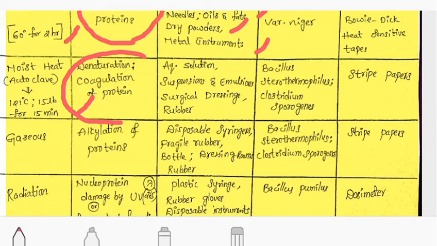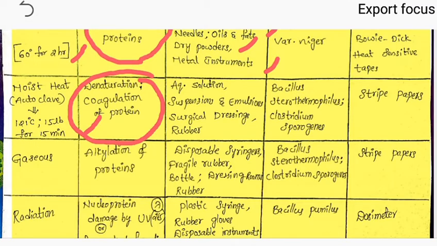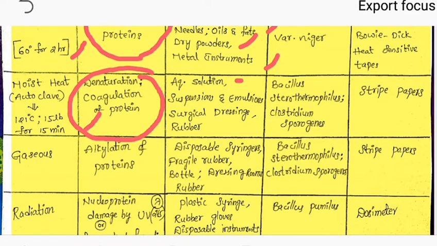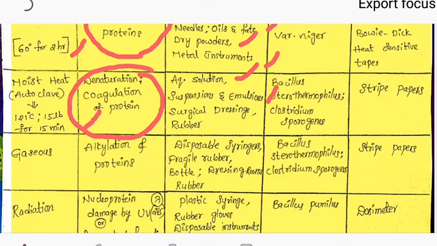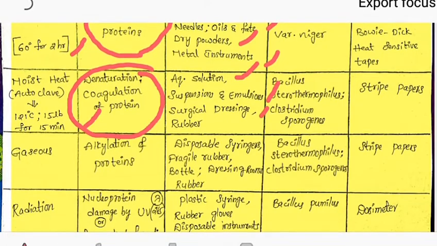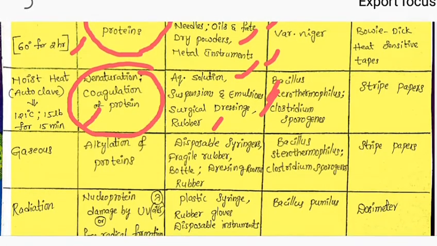See here, the dry heating mechanism is different and the moist heating mechanism is different, so they may be asked on that point in the GPAT. And they are applicable for aqueous solutions, suspensions, emulsions, surgical dressings and rubber. And the biological indicators are also given here, and the chemical indicators also.